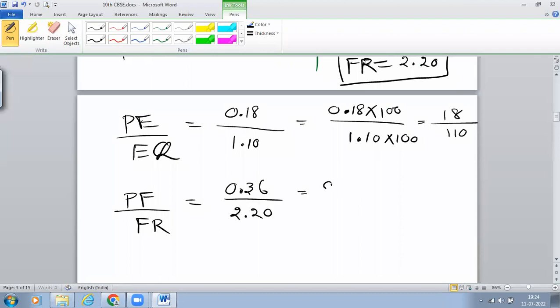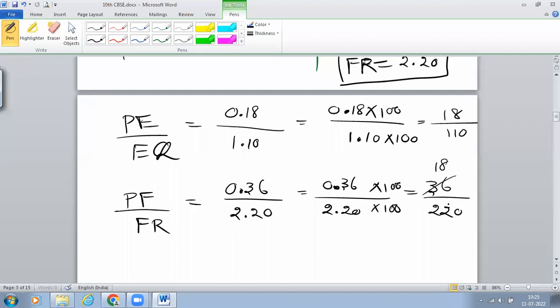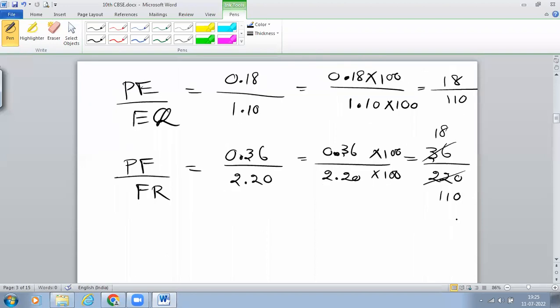Here also we multiply the numerator and denominator by 100 to remove the decimal point. 0.36 becomes 36, because the point moves 2 digits to the right, and 2.20 becomes 220. Now we can simplify this. Using the 2 table, 2 18s are 36, and 2 into 110 is 220.